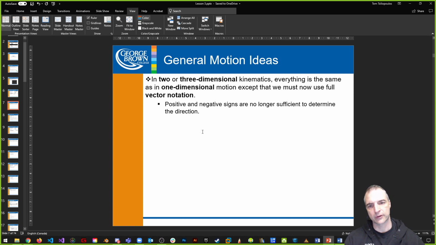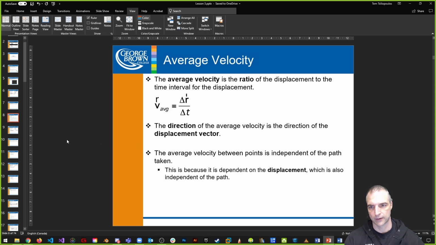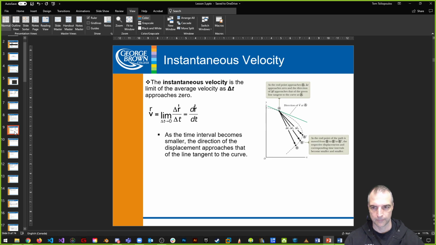In 2 or 3 dimensional kinematics, everything is the same as in 1-dimensional motion, except that we now must use a full vector notation. So both x and y coordinates as opposed to just the x coordinate. Okay? So example, now we can say that the average velocity is based on the average position, x and y coordinate, or the difference in position from x and y over the difference in time. So time being a scalar and distance or position being a vector quantity. Okay? So that's a difference between what we did last week and what we did this week. Everything is a vector. Okay?